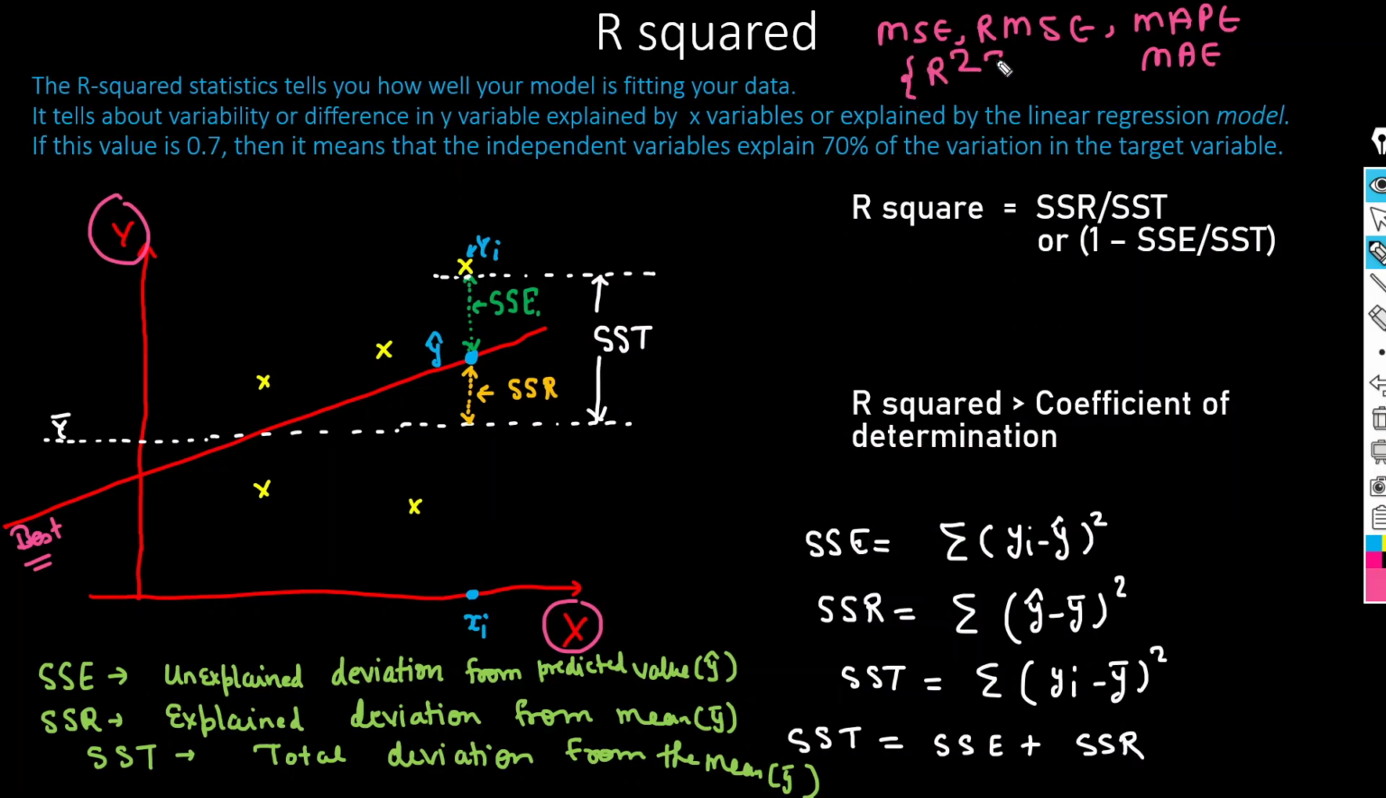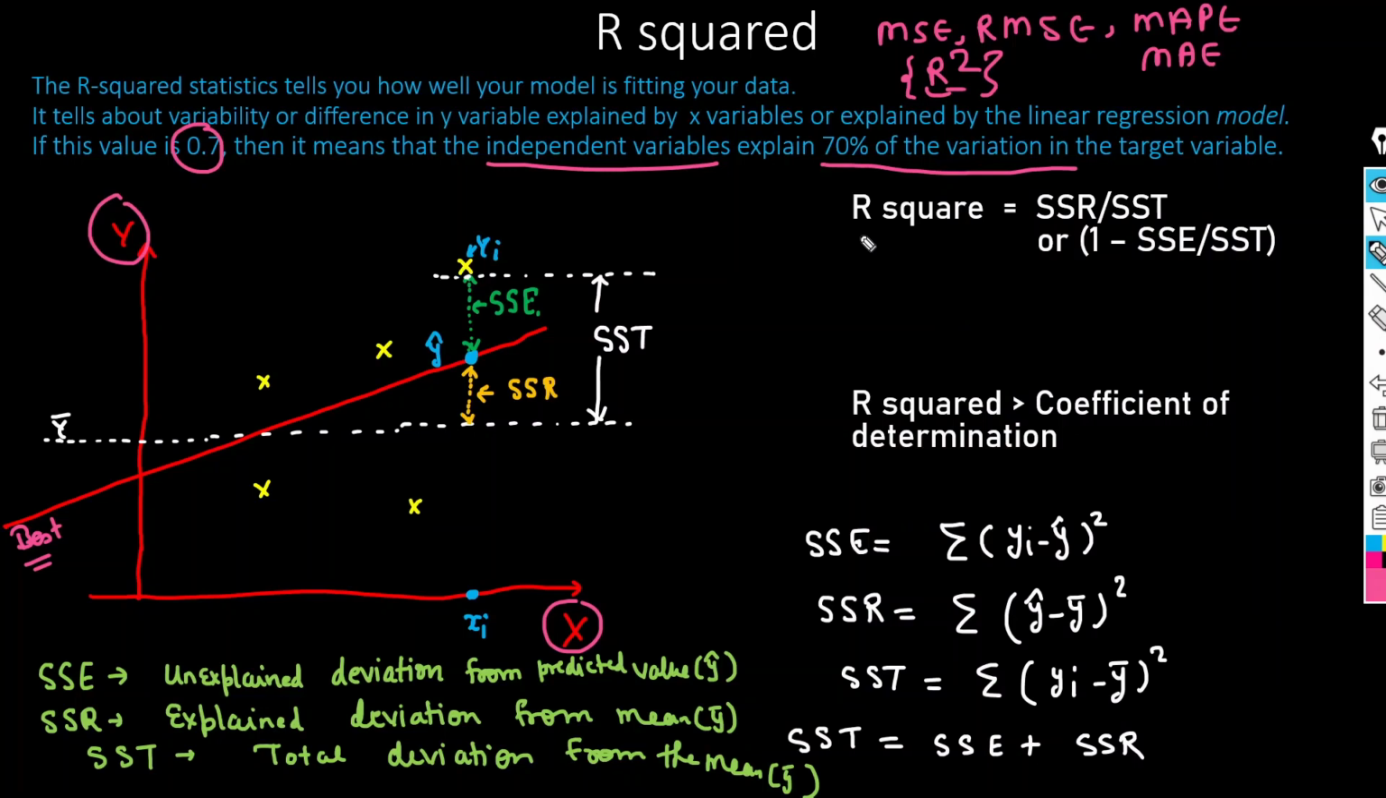So what is the R squared? If I want to check how much variation I can get in the y with the help of x, if I ask you how much variation I am able to explain with the help of the x variable, that we can get with the help of R squared. If the R squared value is 0.7, we can say that 70% of the variation in the y can be explained with the help of the independent variable.